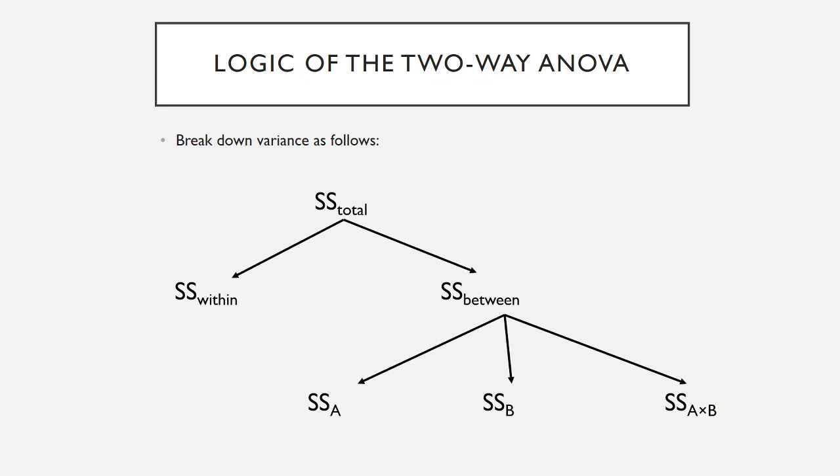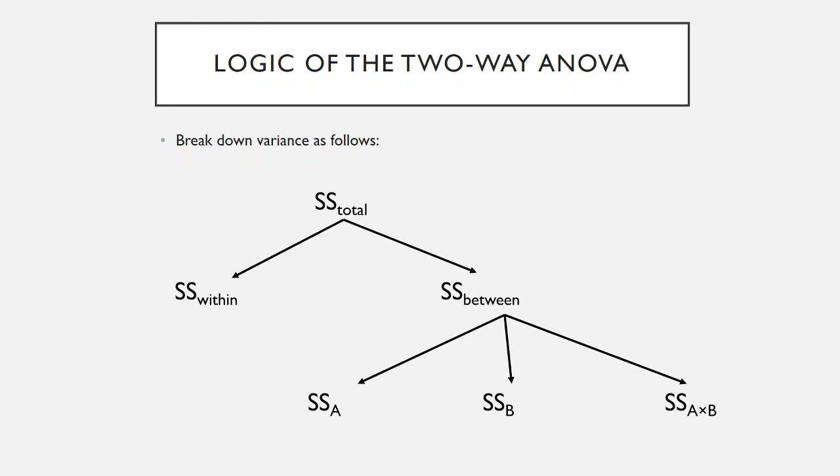Okay, so again, the logic is the same. It's just that there's more places that variance could be coming from. So the basic approach is the same. It's just that you have to do a lot more math to figure out how much variance is coming from all of these sources. But the basic approach of figuring out the sum of squares within and the sum of squares between starts like that in the two-way ANOVA, the same as with the one-way ANOVA.